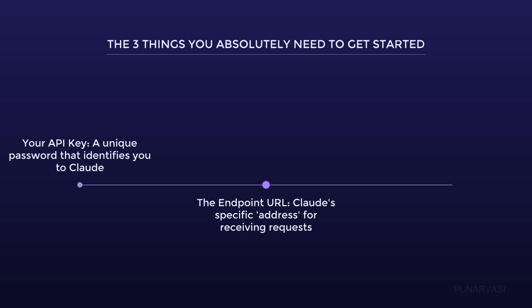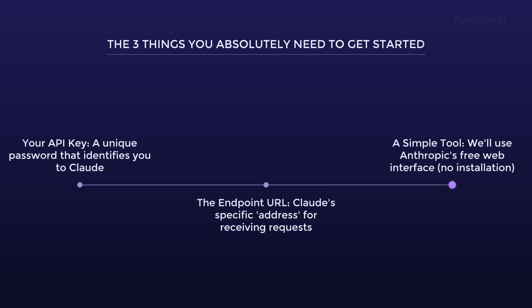Now, the endpoint is the exact destination. It is where your request is delivered, and it determines which model you are speaking to and what it can do. Using the wrong endpoint is like calling the wrong phone number. You simply will not get the service you need. So precision here is non-negotiable.